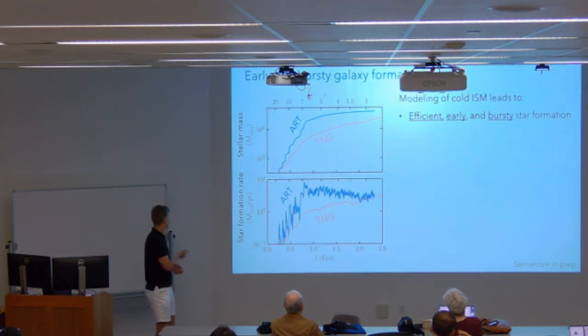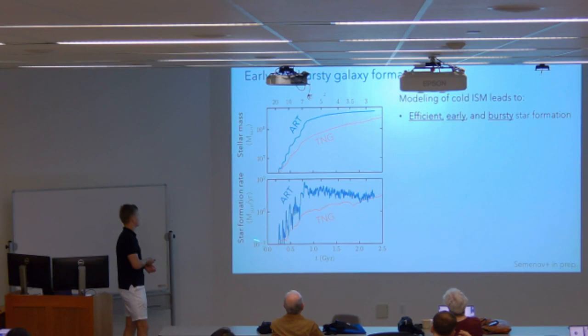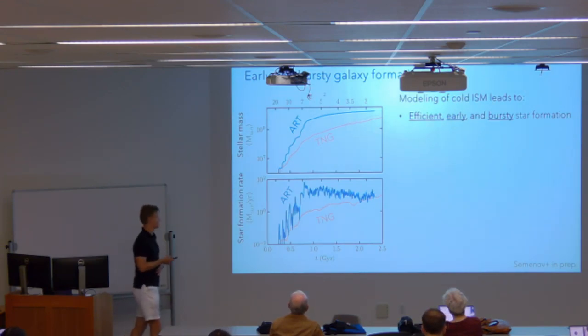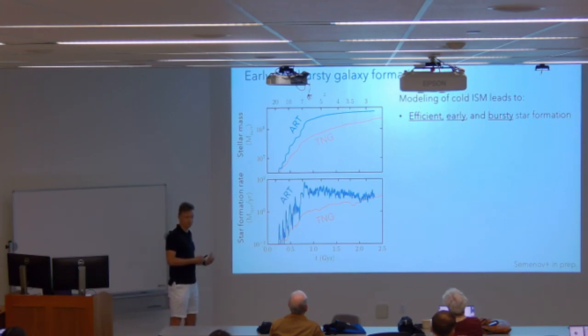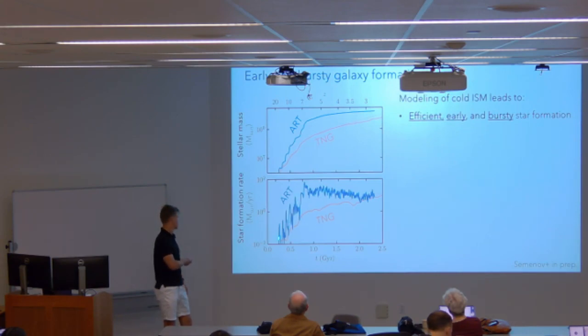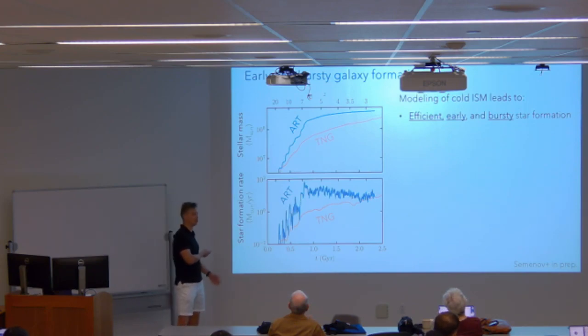So here's the total stellar mass and the star formation rate in these galaxies up to redshift around 3. And you see that with this new model, star formation becomes much more efficient early on and significantly more bursty. So at early times, the star formation rates can be an order of magnitude higher than in the TNG model, but at later times they catch up to each other. And importantly, the variations of the star formation rate are also significantly larger.